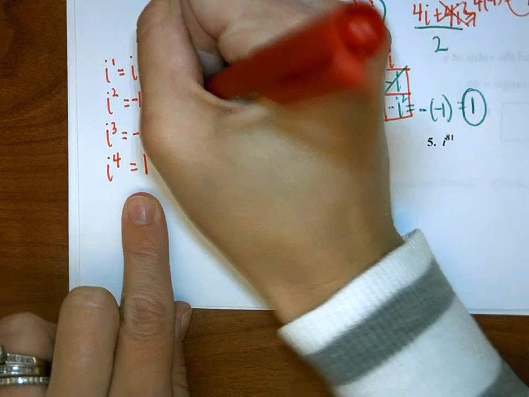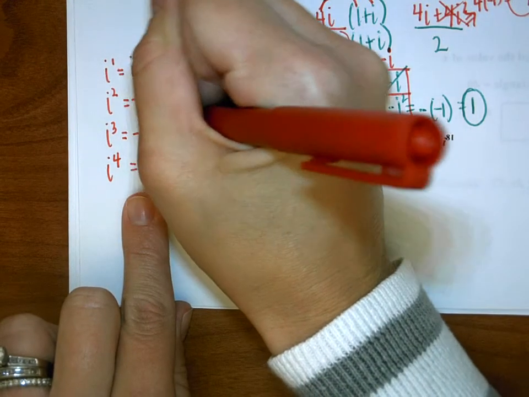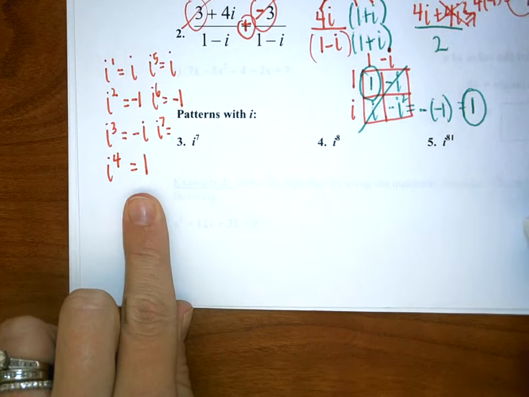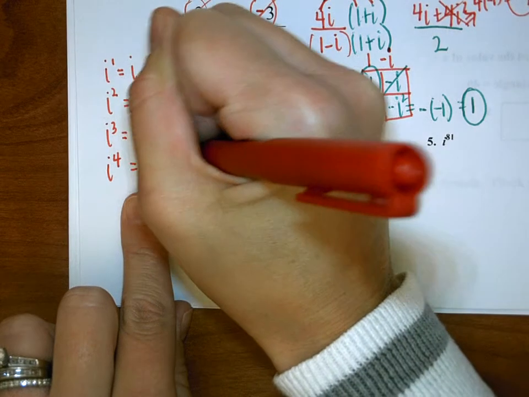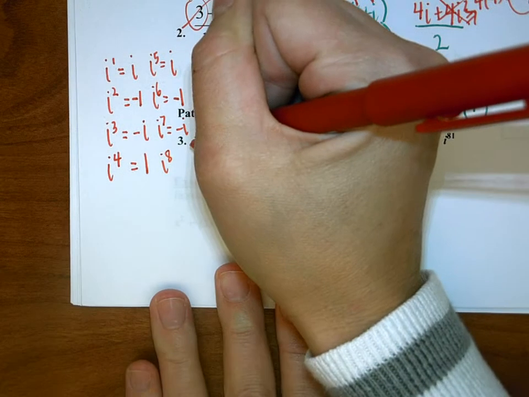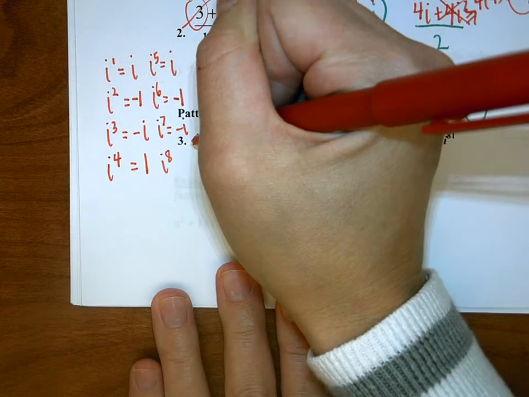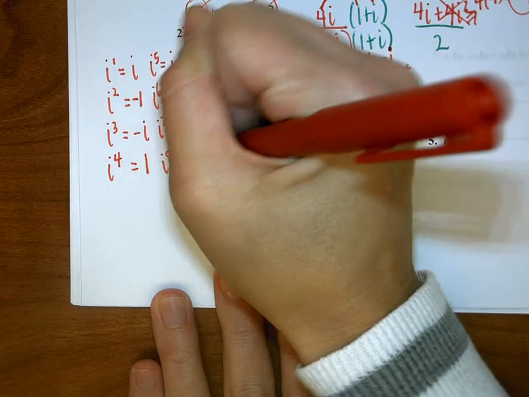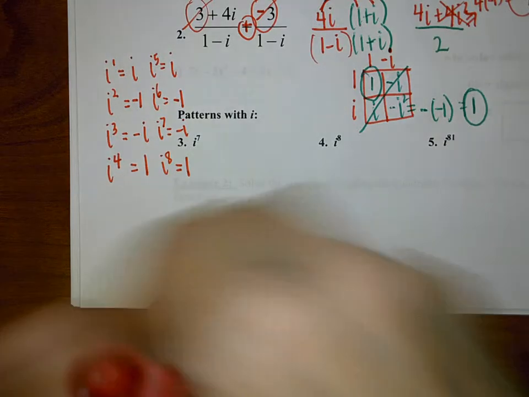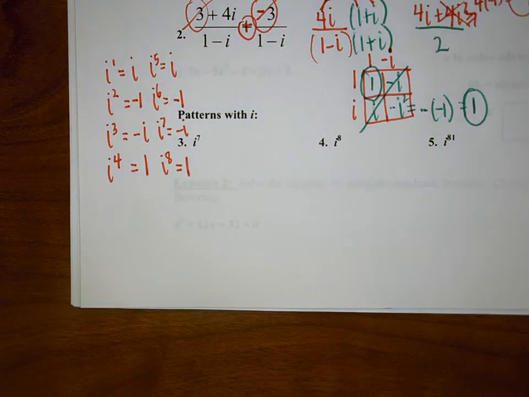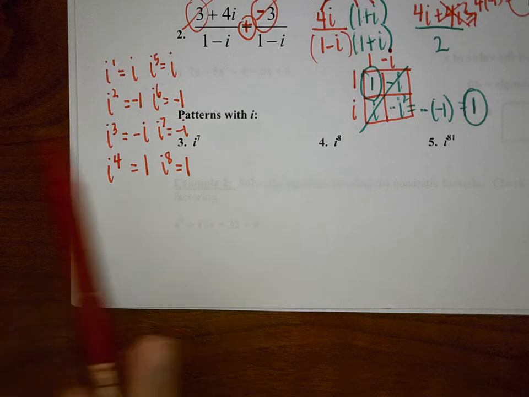What do you think i to the seventh is going to be? Negative i. What do you think i to the eighth is going to be? One is correct. I know it's kind of hard to see with how I have this written, but do you guys see a pattern? So every 4, it makes a pattern. Okay? So this is one way to see the patterns.